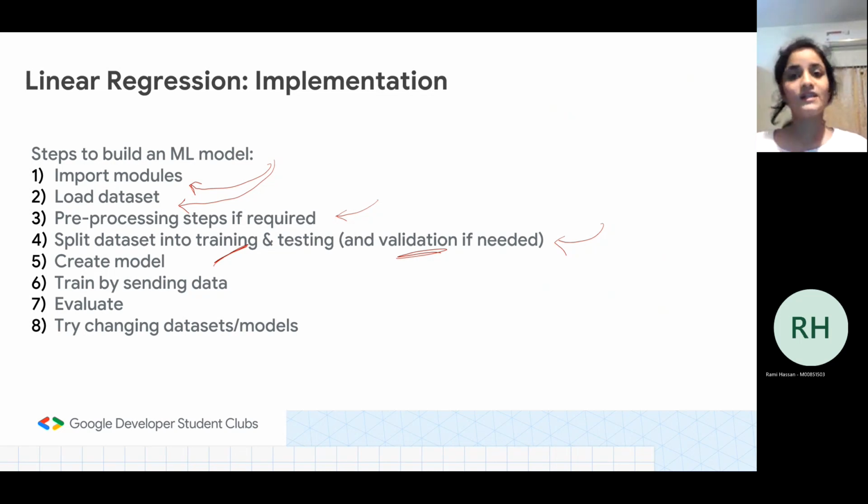And then finally, in the end, after you've done all your changes and you're ready with your model, then you just test it and give some evaluation metrics. Okay, so that's one step. Then you create the model.